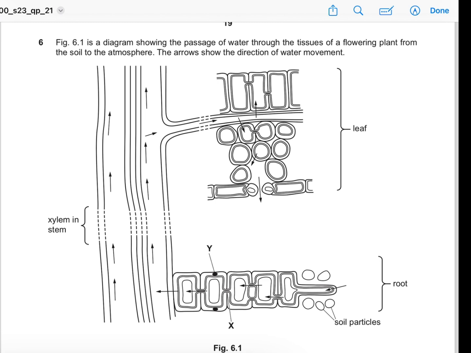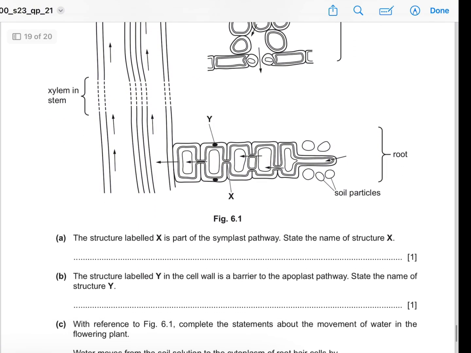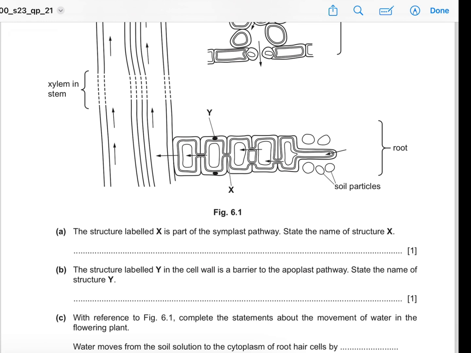Question 6. Figure 6.1 is a diagram showing the passage of water through the tissues of a flowering plant from the soil to the atmosphere. The arrows show the direction of water movement. A. The structure labeled X is part of the symplast pathway. State the name of structure X.